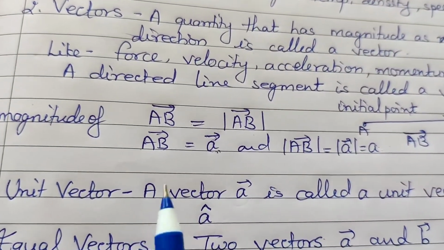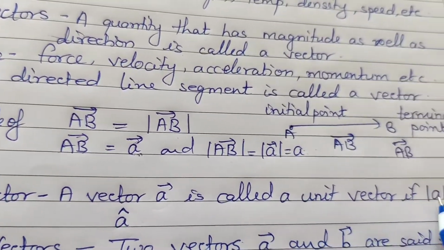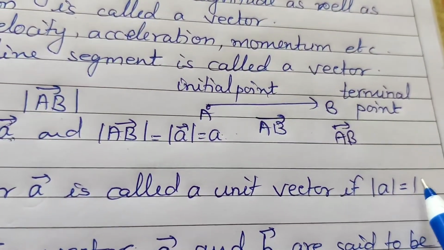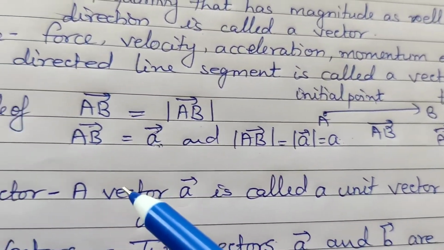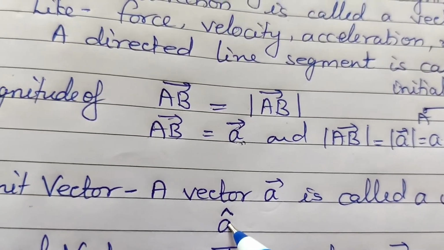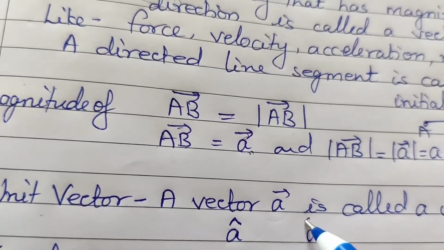Unit vector. A vector a is called the unit vector if the magnitude of the vector is 1. If the magnitude of the vector is 1, this is known as the unit vector. It is represented like this, a with a small cap.